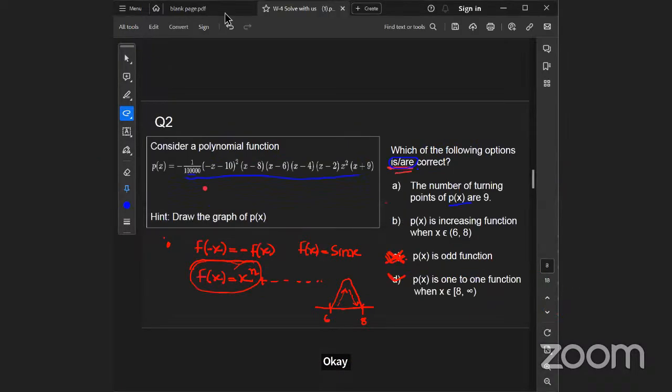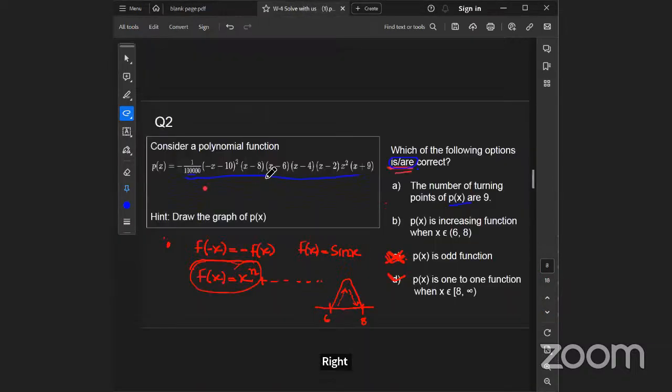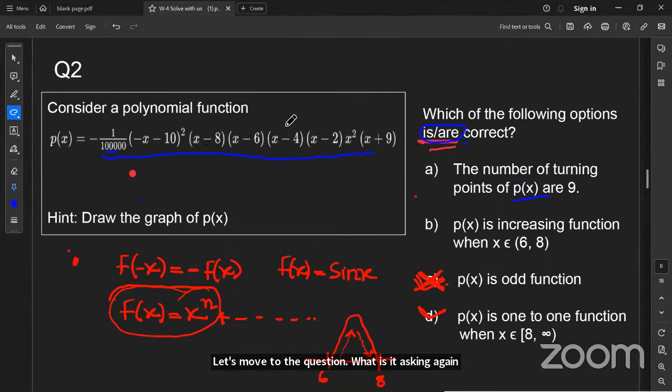What will be the maximum number of turning points in this polynomial? Maximum degree of that particular polynomial, right? Strictly less than the degree of that particular polynomial, right?